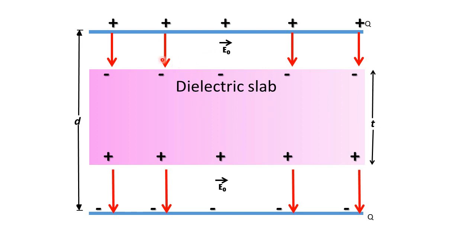This is E naught, electric field, shown by these red lines. This is electric field in between the plates of the capacitor where there is free space, and a dielectric slab is partially filled, of thickness T, in between the plates of the capacitor. This electric field E naught is acting as external electric field for this dielectric slab, and as the result of this external electric field, internal electric field is set up in the dielectric slab, that is EP. It is directed opposite to the direction of applied external electric field E naught. The net electric field in the dielectric slab will be E is equal to E naught minus EP.